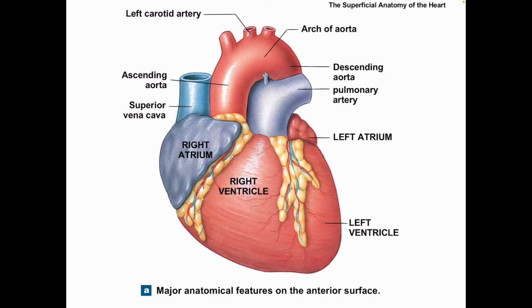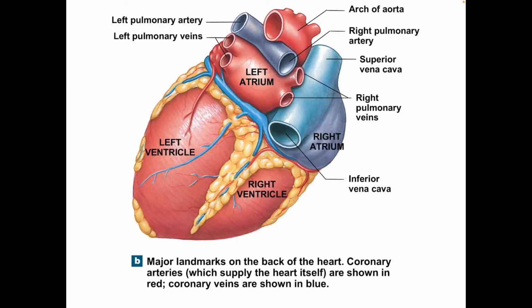So we have a surface view from the front of the heart here. You can see the four chambers and you can see some of the associated blood vessels. And this view is a view from the back of the heart. Again, you can see some of the chambers and the associated blood vessels. There will also be a video about a heart dissection, so you will actually be able to see a real heart and compare the diagram to the actual real heart.